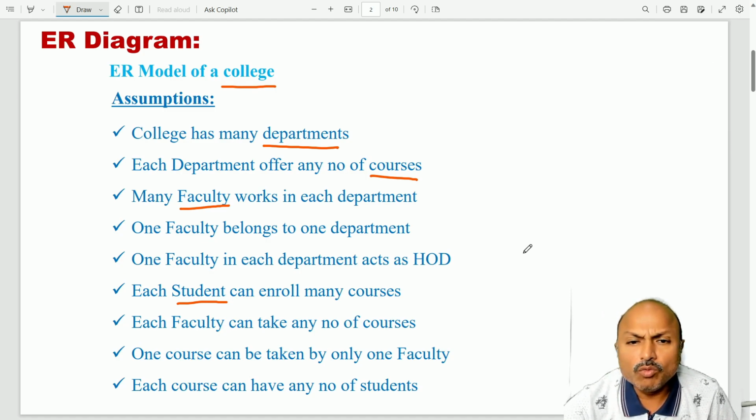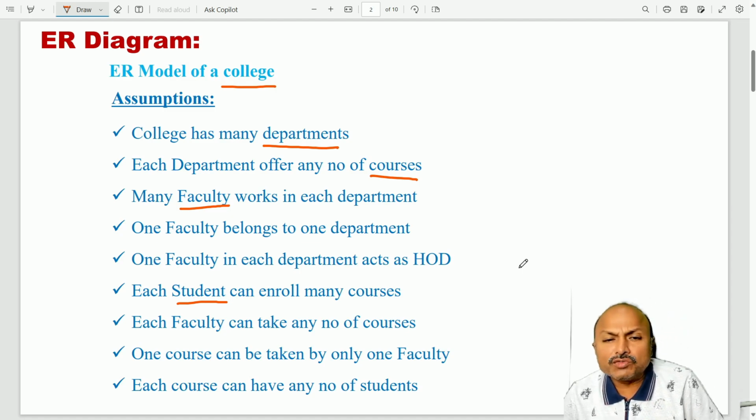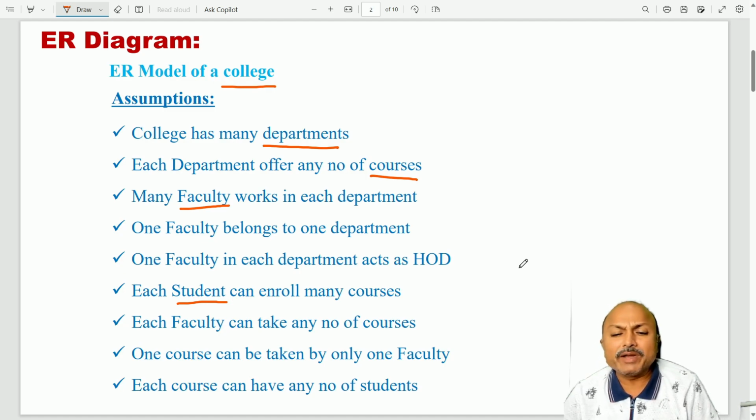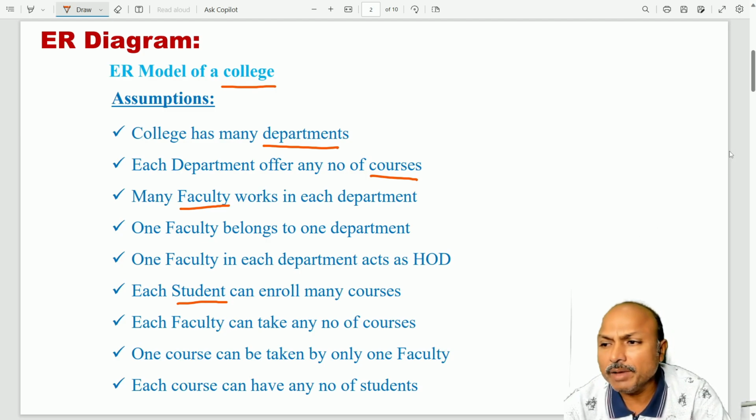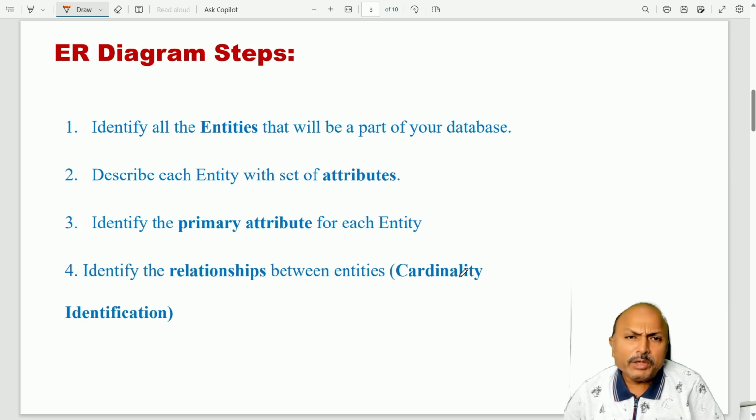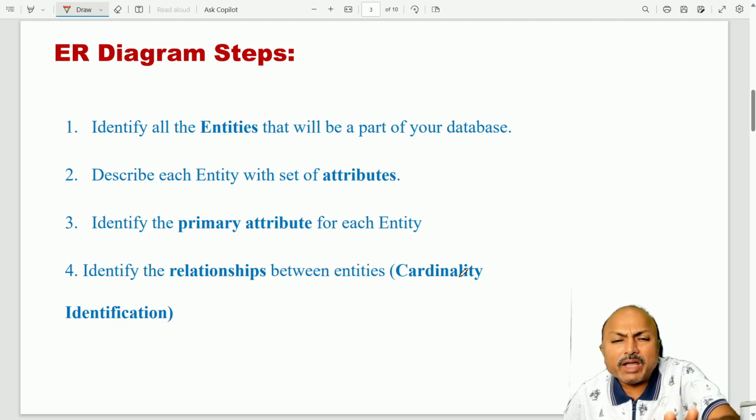No doubt. That means if you consider one course, something like DBMS, what happens? Something like 60 students or 70 students are going to choose that particular subject. That course is meant for that many students, not a single student. So now we are going to see what steps are involved to draw an ER diagram. We'll see one by one.